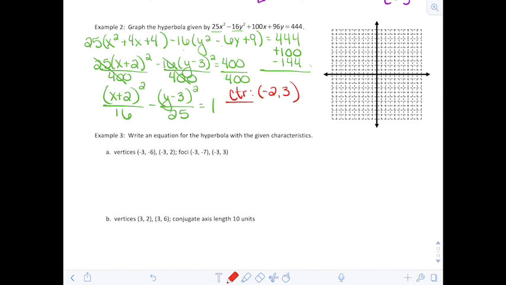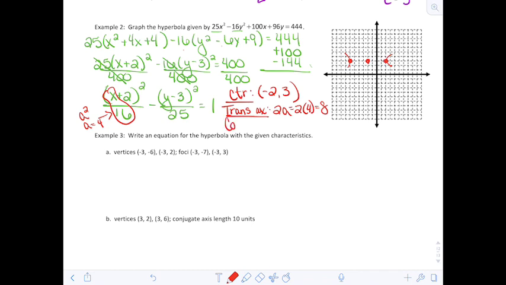And when I go to look at which way this is going to go, my transverse axis, again, is 2a. Well, my a squared is 16, and so a is 4. So 2 times 4 is 8, and when I look above the 16, I have an x. So from the center, I'm going to go side to side. My transverse axis will be horizontal. So my center, -2, 1, 2, 3, there's my center. I'm going to go to the right 4 and to the left 4. So 1, 2, 3, 4, there's one vertex. And 1, 2, 3, 4, there's another vertex.